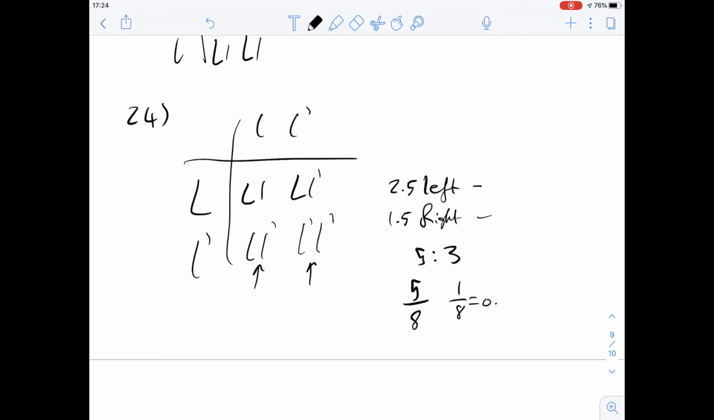So 1/8 is 0.125, so 5/8 is going to be 0.625. So roughly 60% of them will be left-eyed, and therefore 40% of them would be right-eyed. And that gives us proportions that are closest to C. So the answer to this one is going to be C as well.